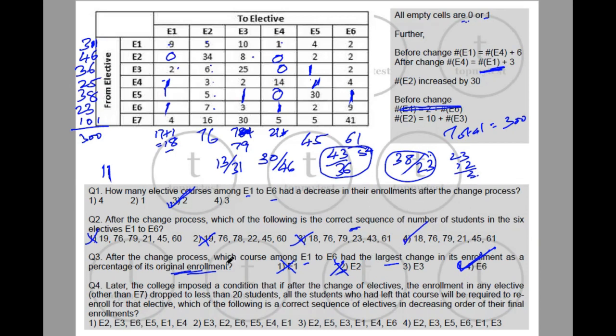And the last one. Later, the college imposed a condition: if after the change of electives, the enrollment in any elective other than E7 dropped to less than 20, so any enrollment is dropped to less than 20, which means only E1 will be affected with this. All the students who had left that course will be required to re-enroll for that elective. Which of the following will be the correct sequence in decreasing order of their final enrollments?